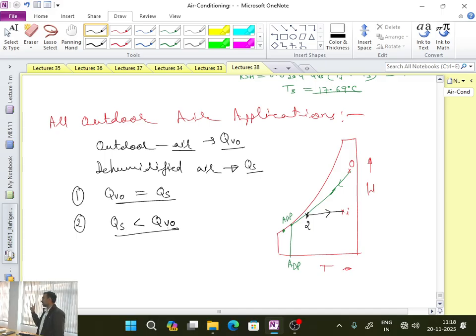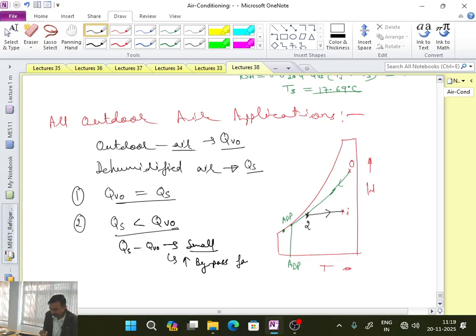In this case, we can do two things. First, if the difference between QS and QV0 is small, so if QS minus QV0 is small, then what can I do? I can simply change the bypass factor. I can slightly increase the bypass factor of the cooling coil.